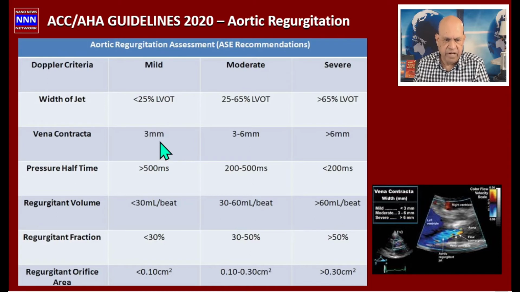The vena contracta is 3 millimeters, and the pressure half time, if it is like 500 milliseconds, is taking 500 milliseconds to come down. That means we are dealing with a mild aortic regurgitation. And if the regurgitant volume is 30 ml and the regurgitant fraction is less than 30%, then we are dealing with mild aortic regurgitation.